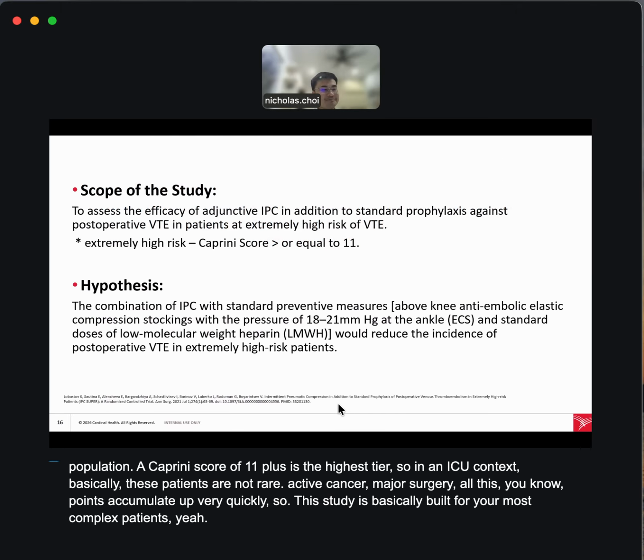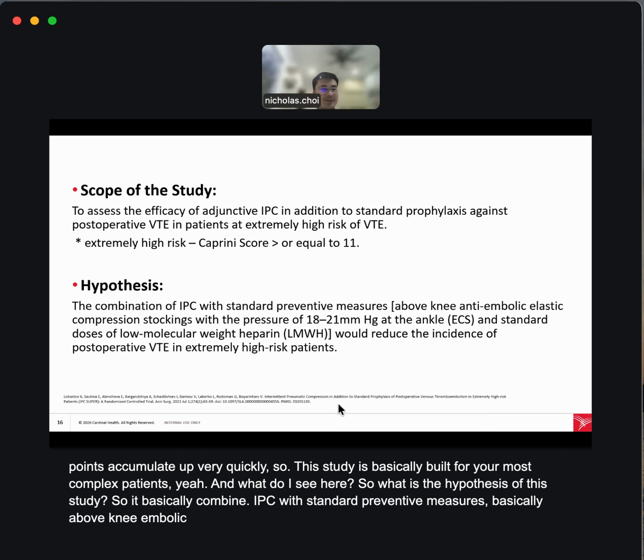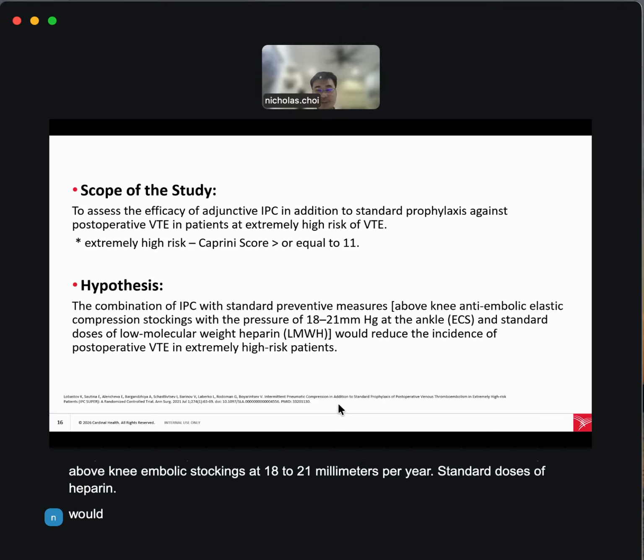Yeah. And what do I see here? So what is the hypothesis of this study? It basically combined IPC with standard preventive measures, basically above-knee anti-embolic stockings of 18 to 21 millimeters of mercury and standard doses of heparin, would reduce post-operative VTE incidence in extremely high-risk patients versus standard prophylaxis alone.